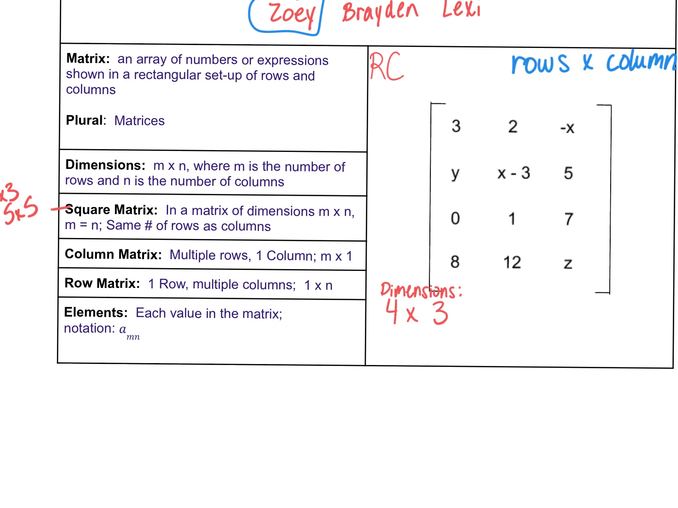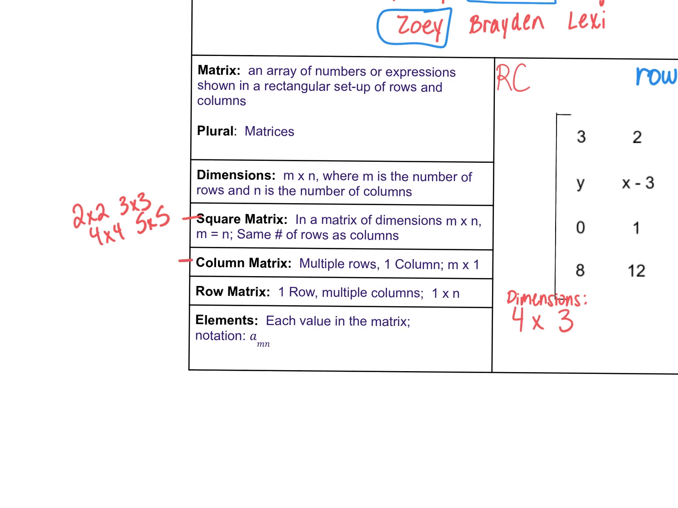Okay. The next special type we have is called a column matrix. This is where we have one column. It doesn't matter how many rows there are. It could be a lot or it could be a few, but it's just going to be one column. So for instance, if I had something that looked like this, A, B, C, D, that would be a column matrix. It's one singular column, and that's it. No other columns.